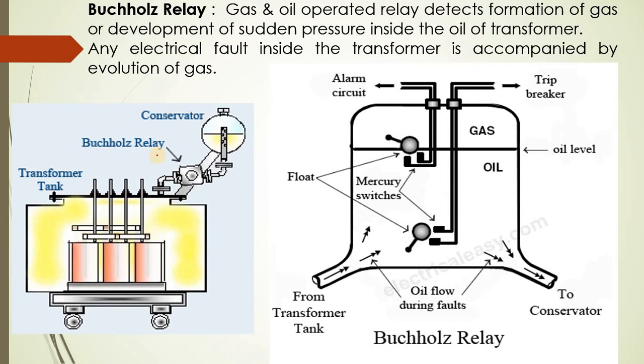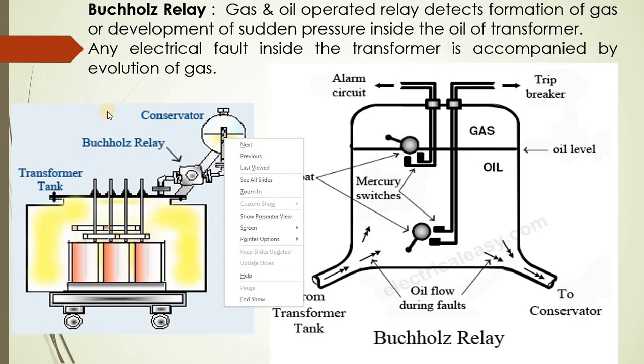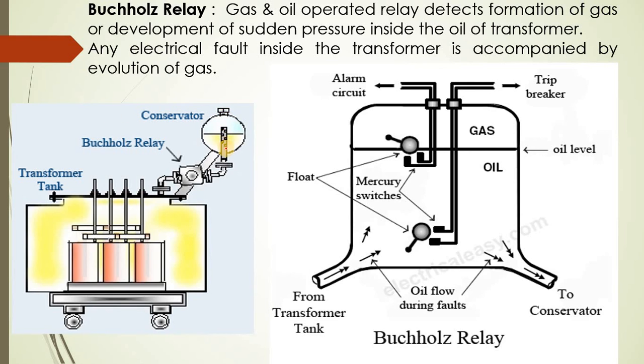Next is the Buchholz relay. You can see here, this is the Buchholz relay. It is placed in between this conservator tank and the main tank. This main tank is totally filled with oil, and when that oil expands, it accumulates in the conservator tank. The conservator tank will maintain the level of the oil. So this is the Buchholz relay, placed in between the conservator tank and the main tank here. Okay, so you can see the internal structure here.